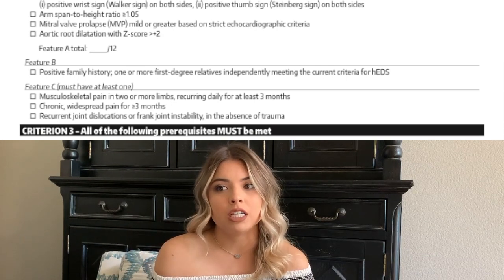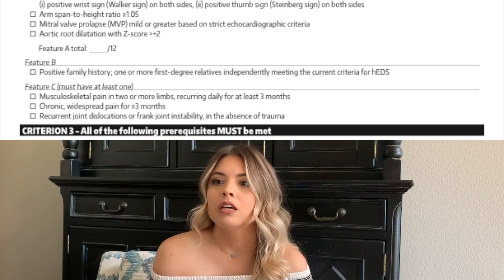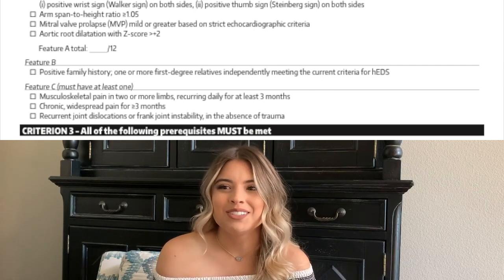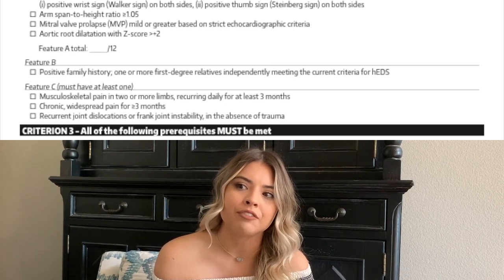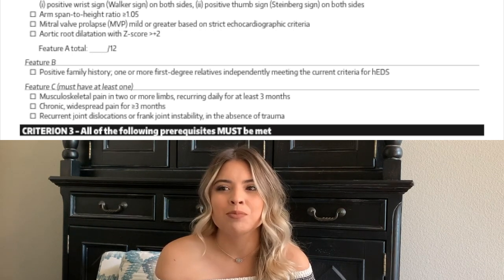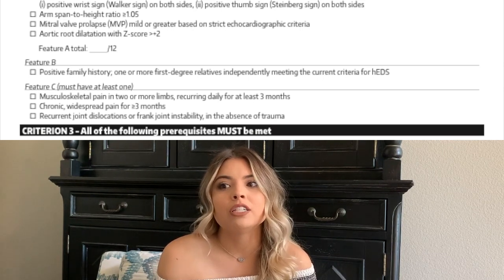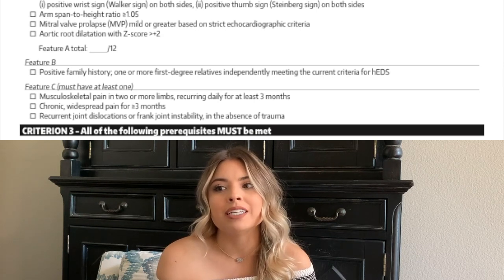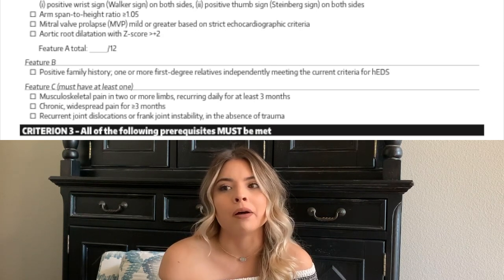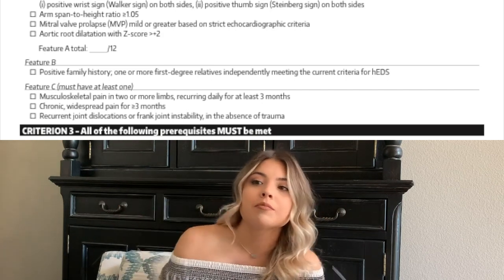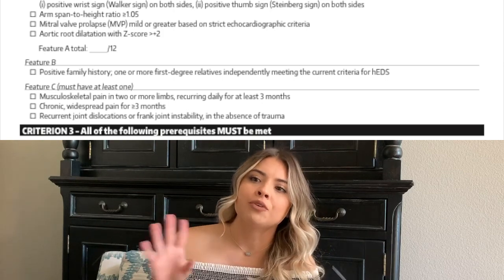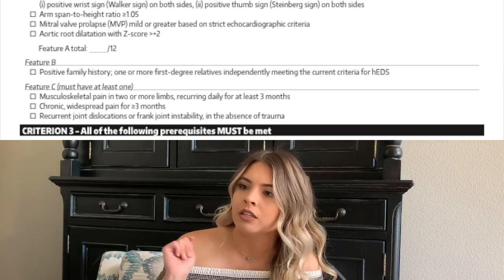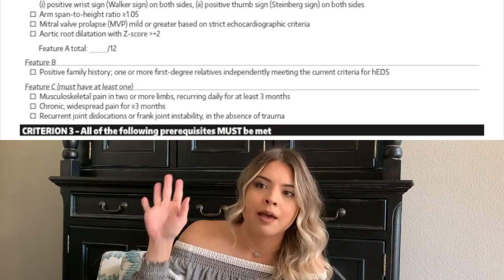And then feature C, you must have at least one of these things: musculoskeletal pain in 2 or more limbs recurring daily for at least 3 months, chronic widespread pain for more than 3 months, recurrent joint dislocations or frank joint instability in the absence of trauma. And I said, check, check, check. So out of those last 3 features, you have to pass 2 of them to get the okay to move on to the next one. And I pass A and C.